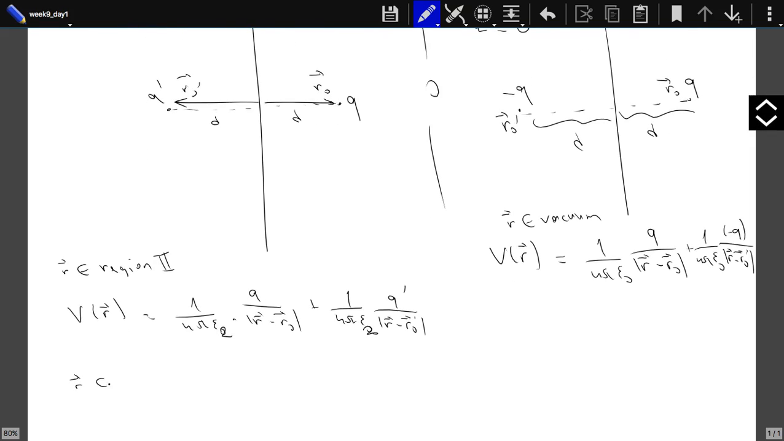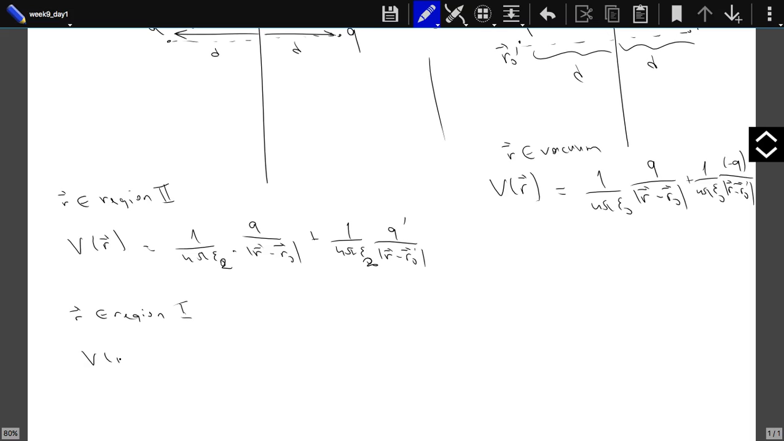Now, if R is in region 1, that is, for a point over here, it will see that charge at the same position, but the charge will be different. It won't see the total charge Q, it will see some other charge. So V of R will be equal to 1 over 4 pi epsilon 1, Q double prime over |R minus R0|.